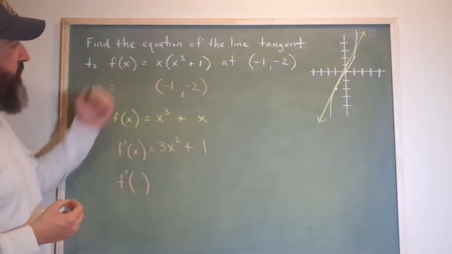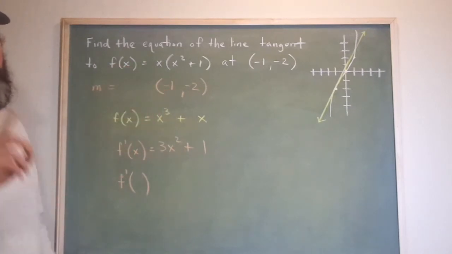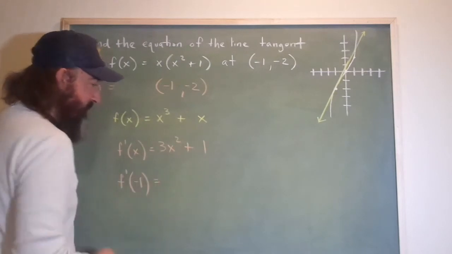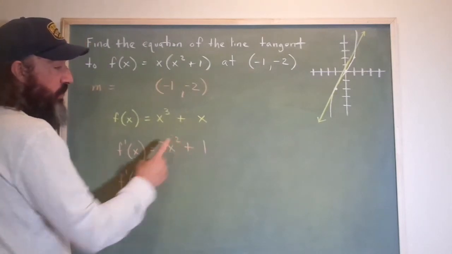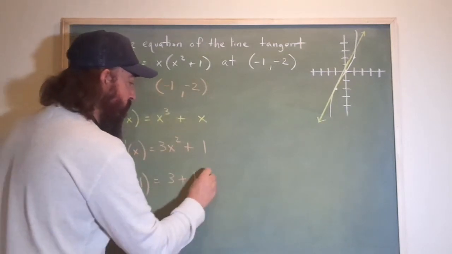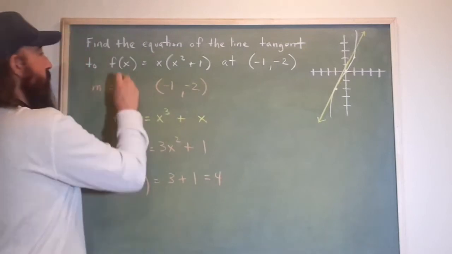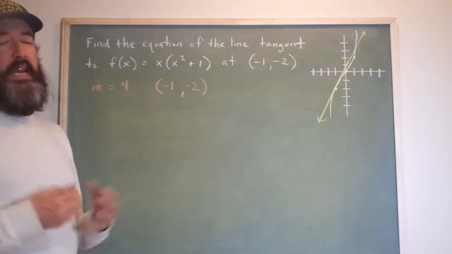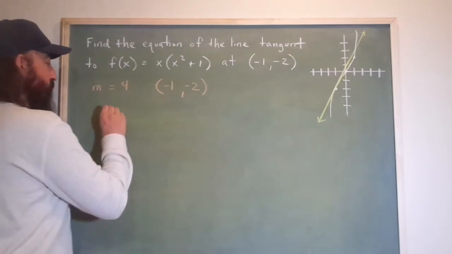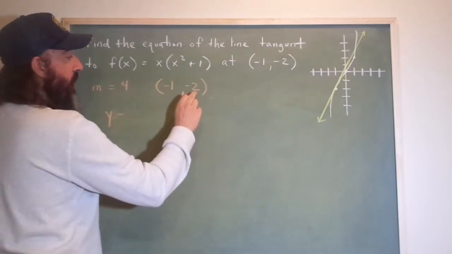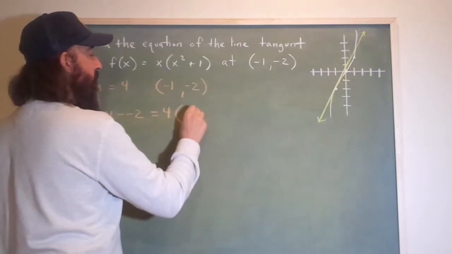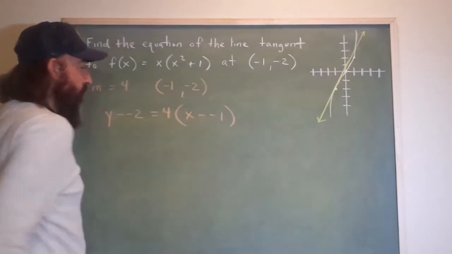We want to get the slope of this function where x equals negative 1, so we need to evaluate f prime of negative 1. This should be quite simple. Negative 1 squared is positive 1, and 3 times positive 1 is 3. This is 3 plus 1, or in other words, 4. Our slope is 4. And I'm of course going to write the equation of this line in point slope form. I'm just going to put y minus my y value of negative 2 equals my slope of 4 times x minus my x value of negative 1.